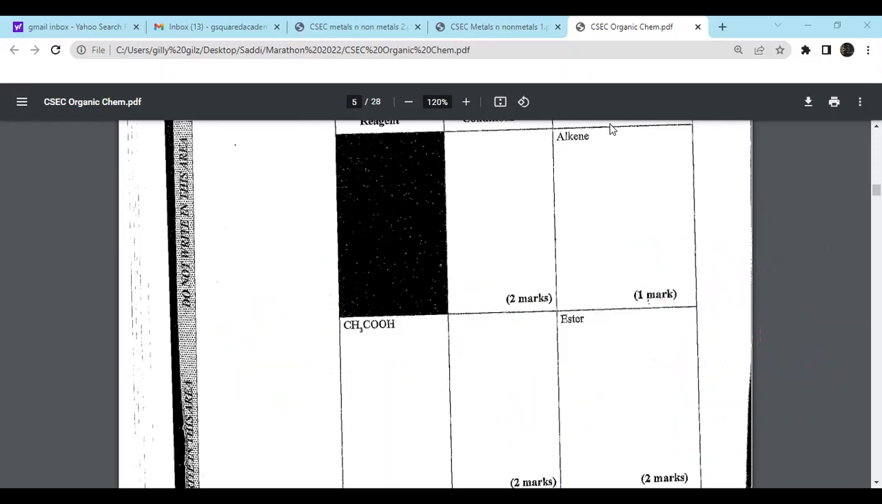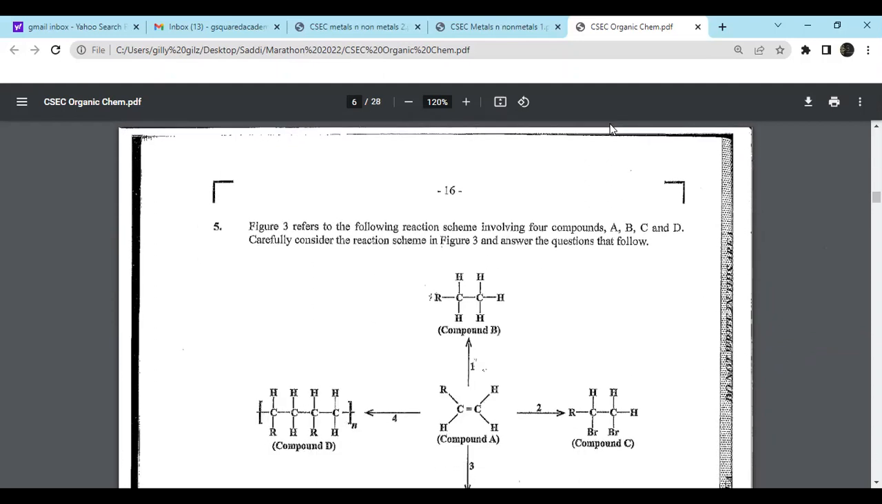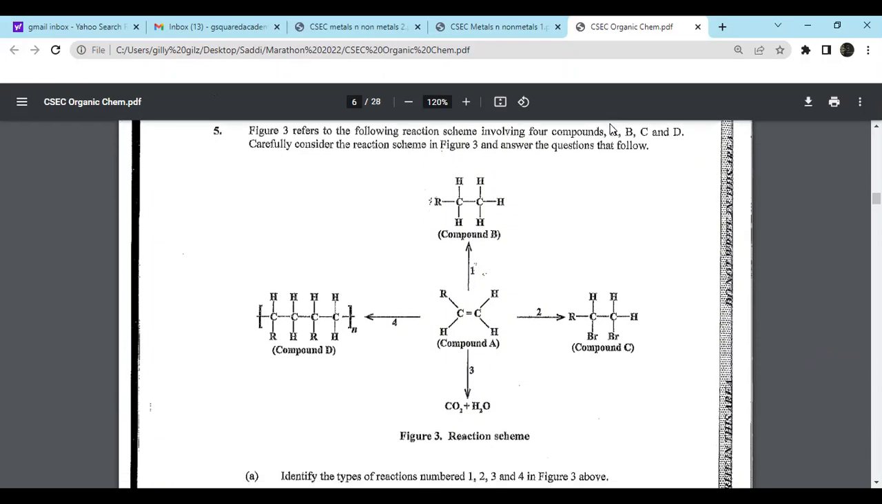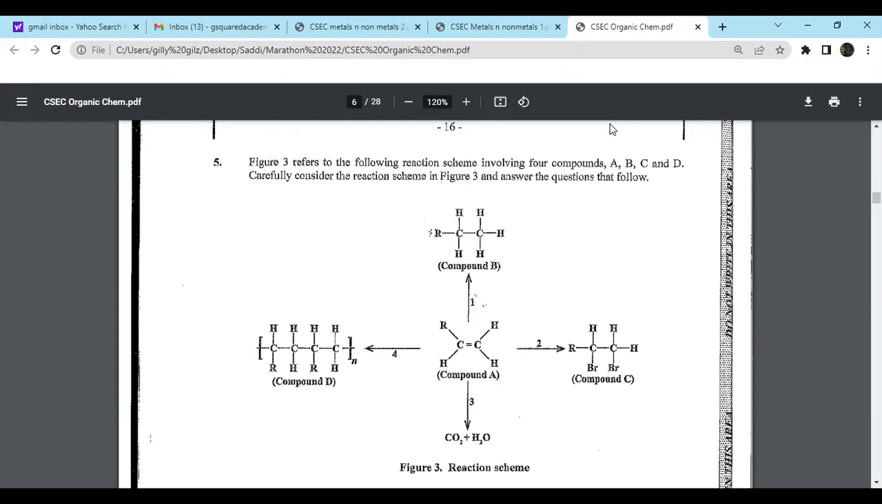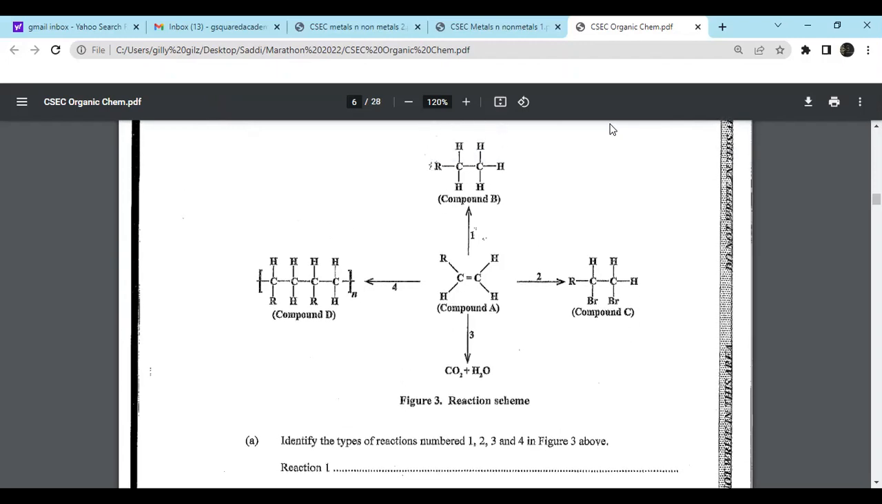Let's see now if you have invariably, you know. So you can go on, that's 2021. Figure 5 says, refers to the following reaction scheme. I like reaction schemes because they're very nice. Anyway, A, B, C, D, carefully consider the reaction scheme in figure 3 and answer the questions that follow. So when you look at a reaction scheme, automatically your eyes go to the center of the scheme, which is where it should go. Okay, that's where your eyes should go first.